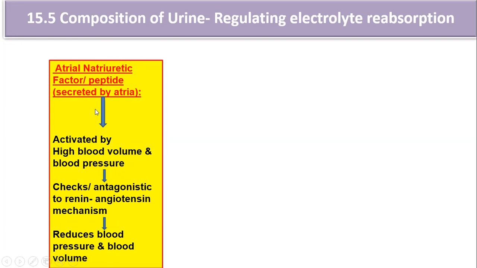Now this atrial natriuretic factor is going to inhibit, or check, the renin angiotensin mechanism. If that renin angiotensin mechanism is inhibited, there will be no absorption of sodium from the urine, so sodium is lost in the urine. It results in an increase in salt excretion, which is called natriuresis, as well as an increase in water excretion.